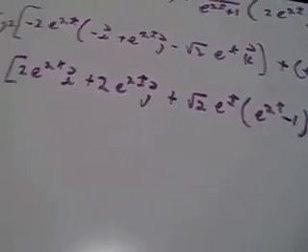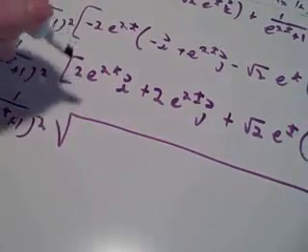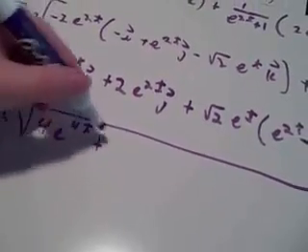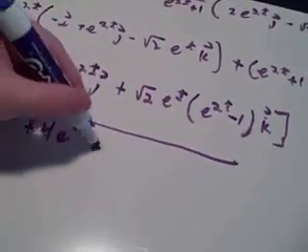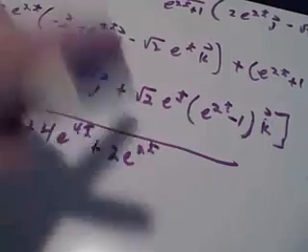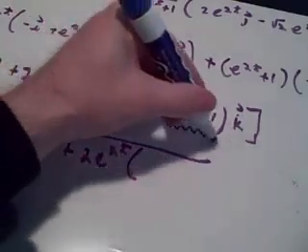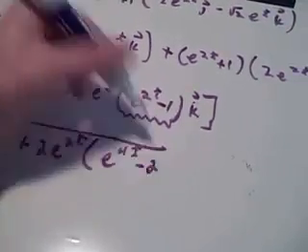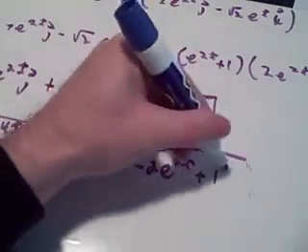And then concentrate on this vector right here. The magnitude of that vector is the square root of 4e^(4t) plus 4e^(4t) plus 2e^(2t). I'm squaring this factor, and I'm going to square this factor as well. So that's e^(4t) minus 2e^(2t) plus 1. Like that.